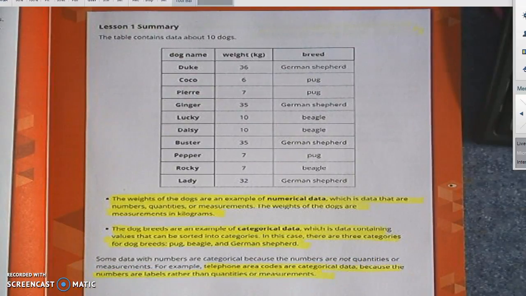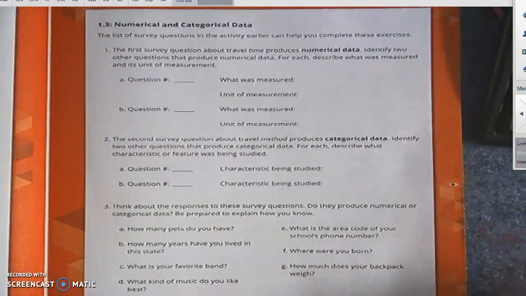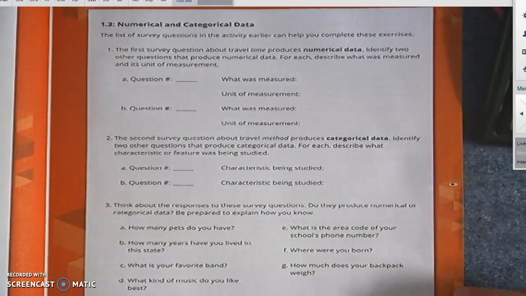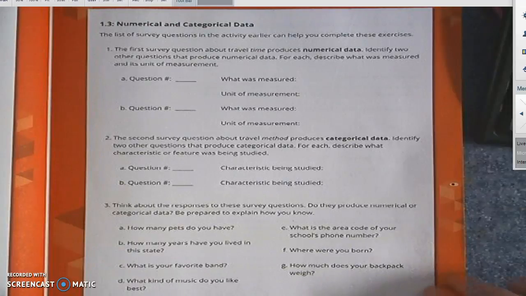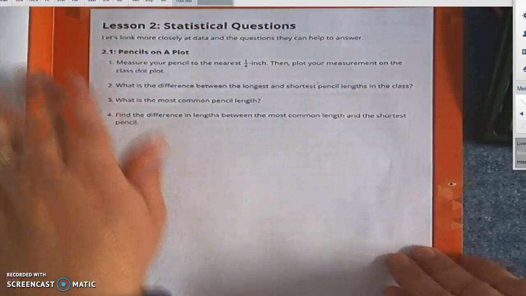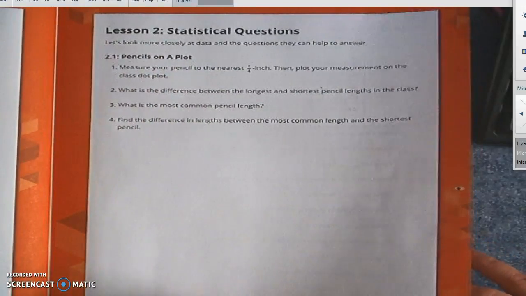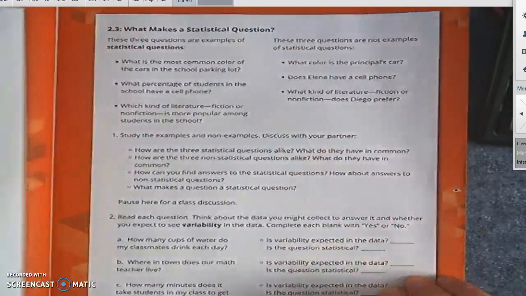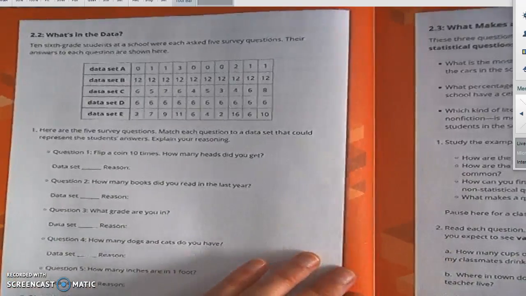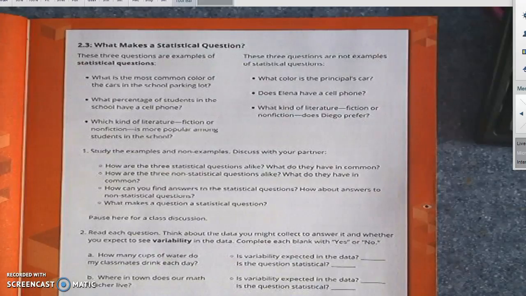be sorted into categories. And then the other thing we talked about just real briefly in Lesson 1 was, never mind, that was in Lesson 2. Just kidding. Okay, so then Lesson 2, so the other thing in Lesson 1 was nothing, I guess. Sorry about that. So Lesson 2, we started talking about statistical questions. So we looked at examples and non-examples of statistical questions.